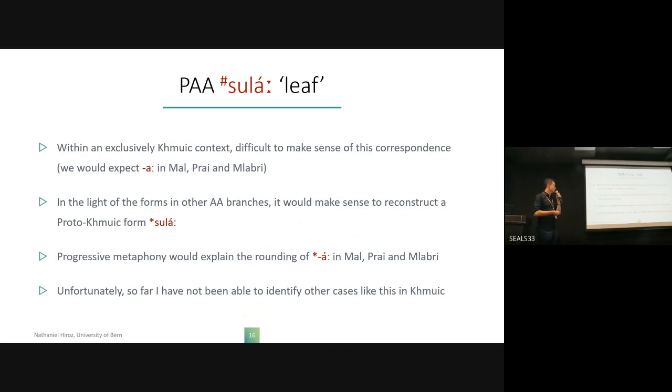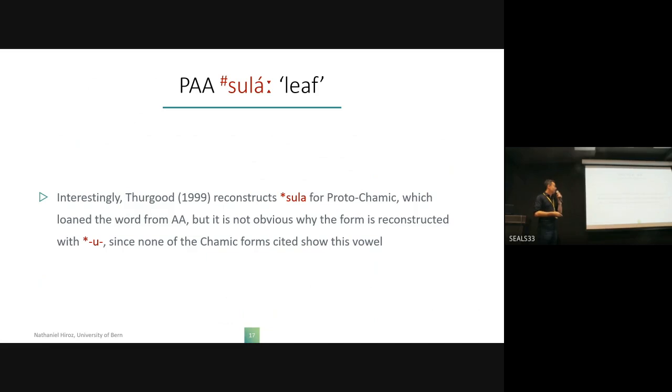It's irregular. But in the light of what we just saw in these three other branches, it would make sense to reconstruct the Proto-Khmuic form Sula, and then the rounding from A to O can be explained by progressive metaphony. Unfortunately, I don't have parallel cases in Khmuic, but it would be nice to have other examples. Interestingly, Thurgood reconstructed Sula for Proto-Chamic, but in the forms that he cited, there was no U, so I'm not sure why. Maybe someone can correct me later on or explain why he reconstructed U.